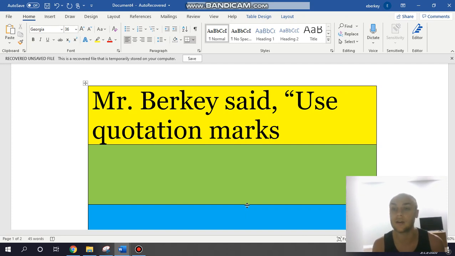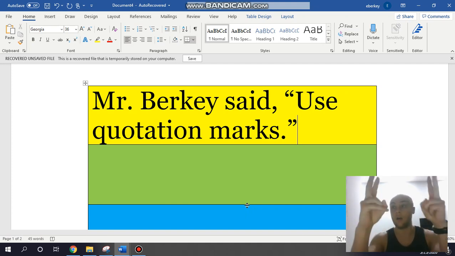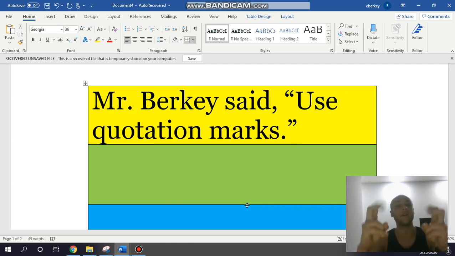Now, how do I show that a quotation is ending? You got this. How do I show a quotation's ending? I put a period, and then I put another quotation mark by clicking Shift and the quotation mark button. These are quotation marks. Please use your own fingers and show them. They're like little bunny ears hopping through the forest.